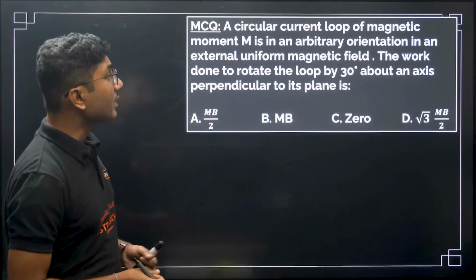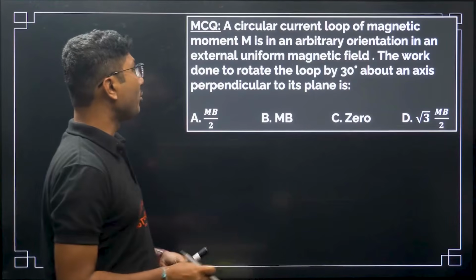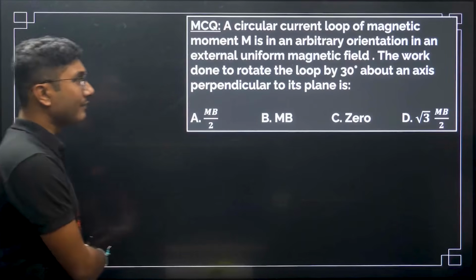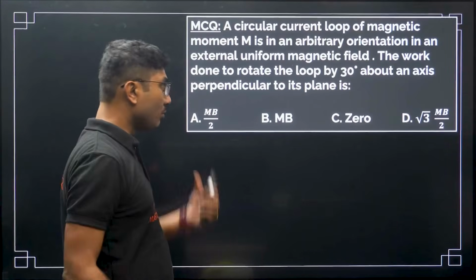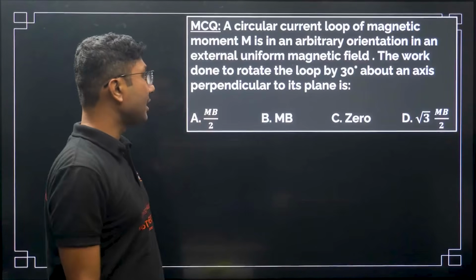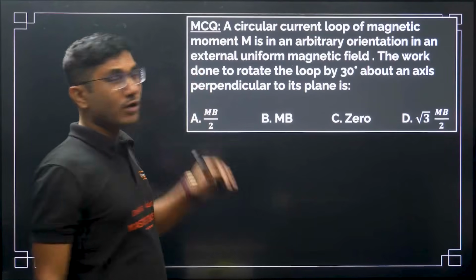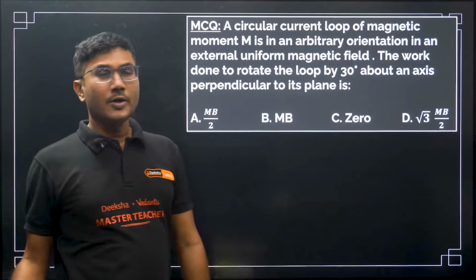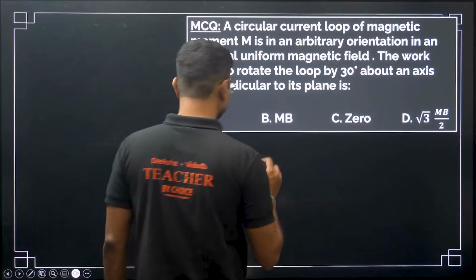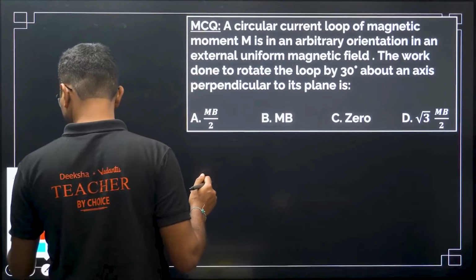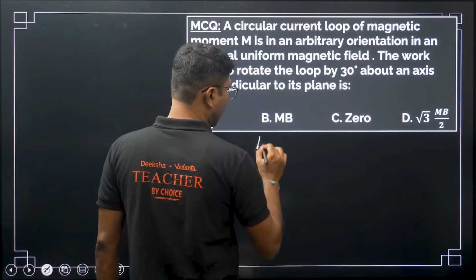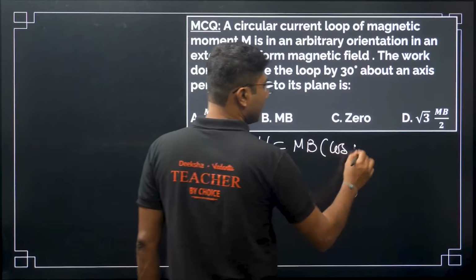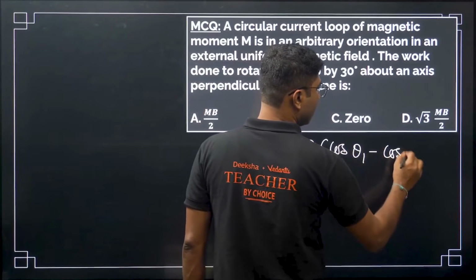Check this question. A circular current loop of magnetic moment m is in an arbitrary orientation in an external uniform magnetic field. The work done to rotate the loop by 30 degrees about an axis perpendicular to its plane. Now I have not done the work done formula, but normally the work done is mB (cos theta 1 minus cos theta 2).